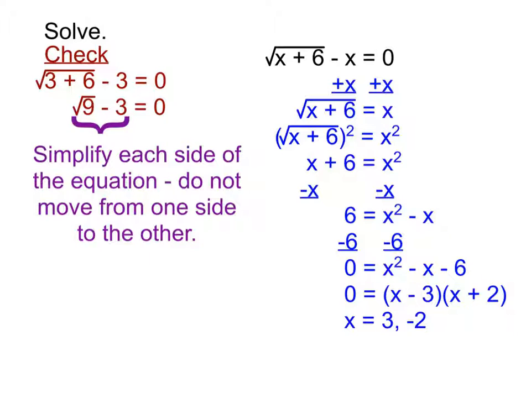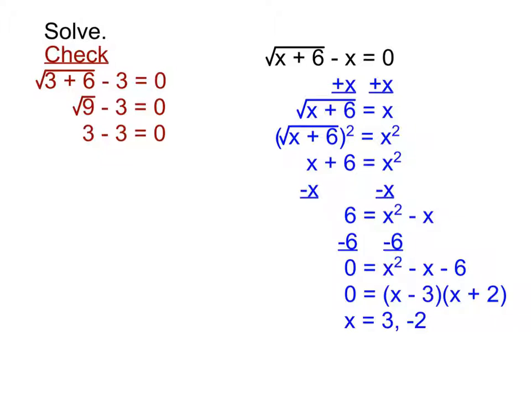So then on the left side, the 3 plus 6 is 9. Then the square root of 9 is 3. And 3 minus 3 equals 0 on the left side. The right side was always 0. So I ended up with 0 equals 0. That is correct. 0 does equal 0. Therefore, that one checks out. 3 is a solution. Now I repeat the same process by plugging the negative 2 in and checking that.